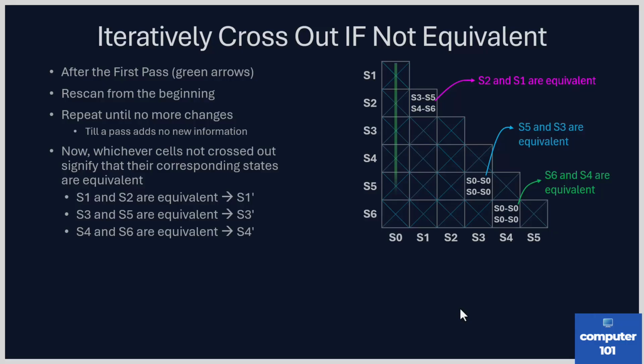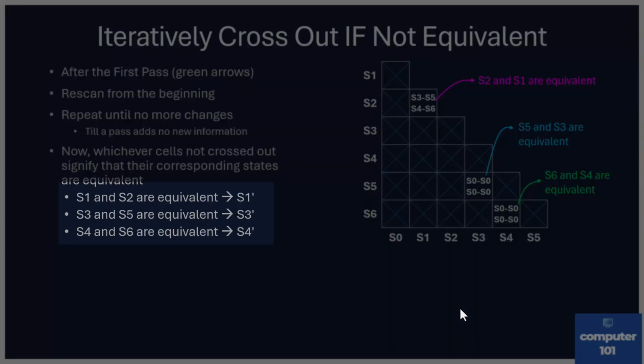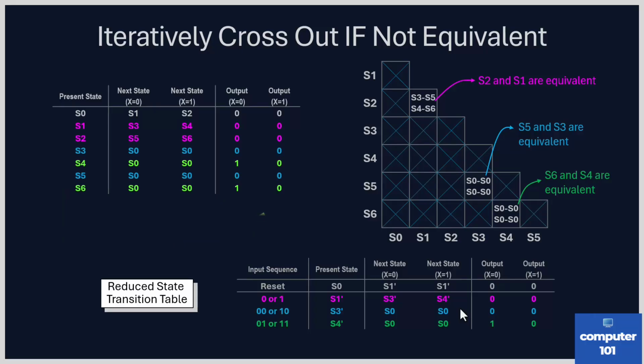This shows our stabilized grid. We focus on cells surviving without an X. These represent our true equivalence classes. We group them. S1 and S2 become S1 prime. We do the same for S3 and S5, and S4 and S6. Finally, this chart shows the payoff. We construct our new reduced state transition table by taking the original data and replacing all the old state references with our newly merged equivalence classes. We have dropped from 7 individual states down to just 4.